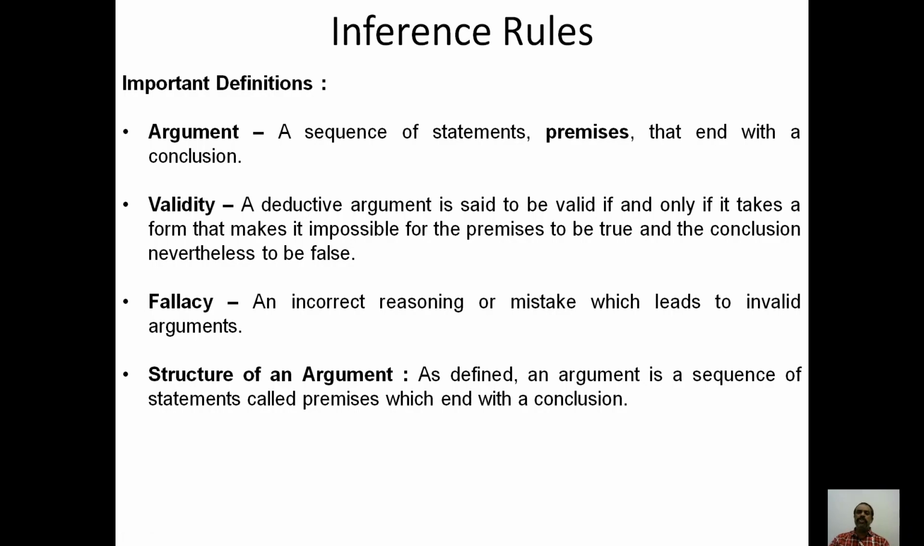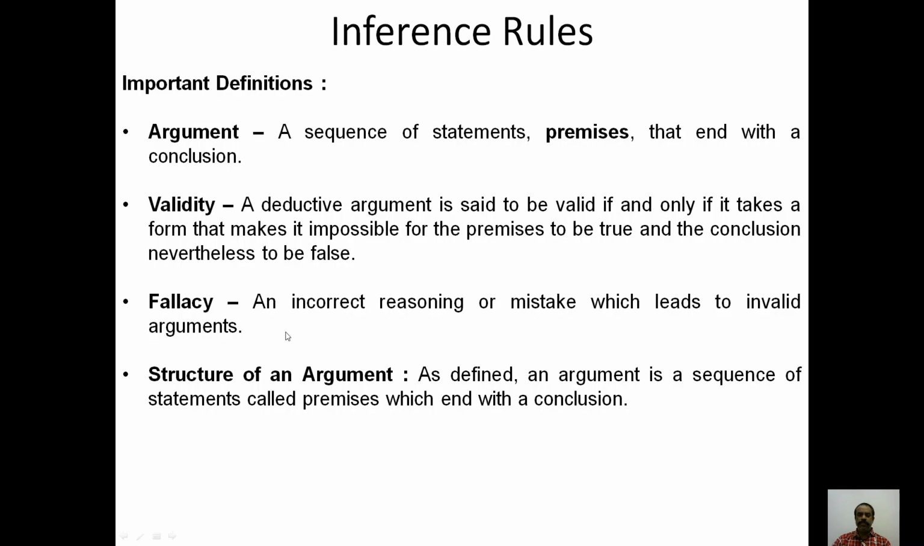There are certain important definitions as far as inference rules are concerned. Argument. What is an argument? An argument is a sequence of statements. We also call them premises, that end with a conclusion. That conclusion is our goal. Validity. It's a deductive argument. A deductive argument is said to be valid if and only if it takes a form that makes it impossible for the premises to be true and the conclusion nevertheless to be false. The conclusions which you are going to draw would never be false from the premises if the premises are true. So that's what validity is.